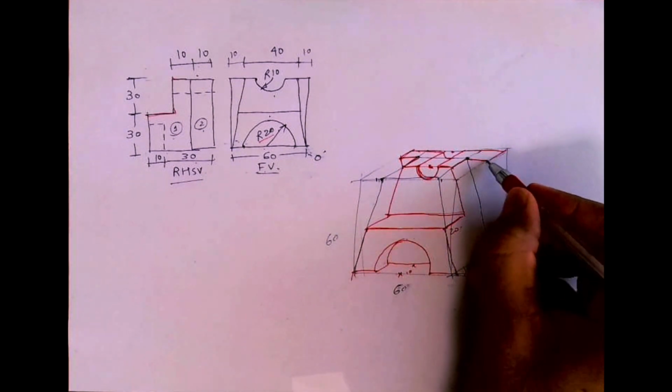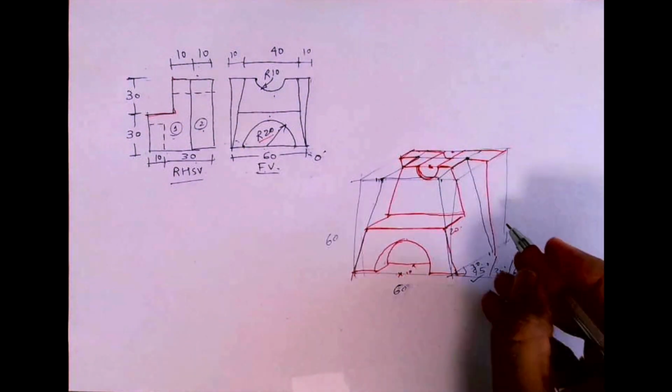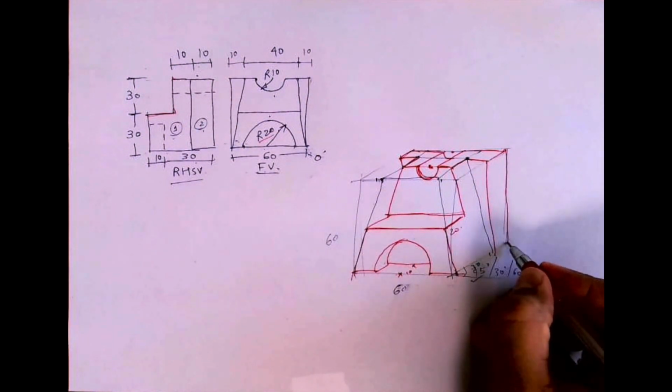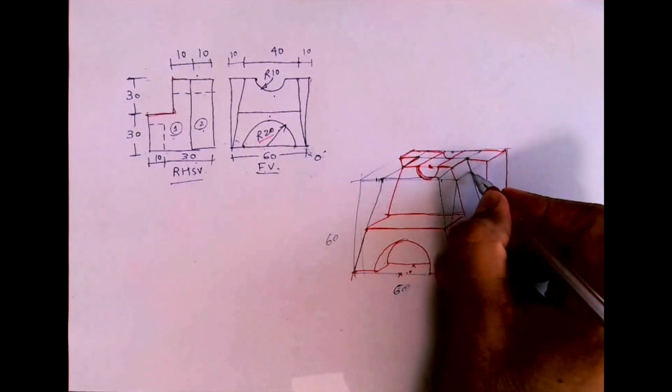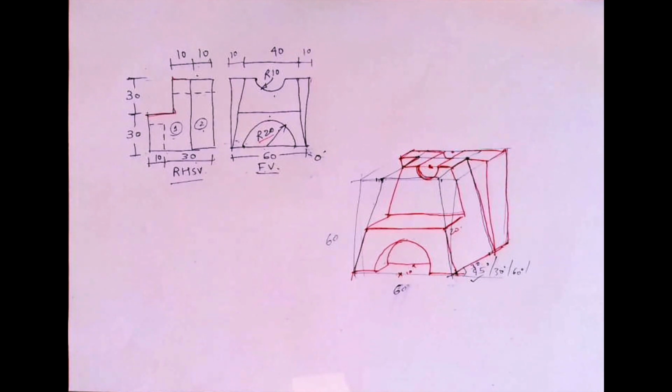This is a vertical line. Draw vertical line over here. Draw vertical line over here. And from here you draw a slope. So this is how it looks.